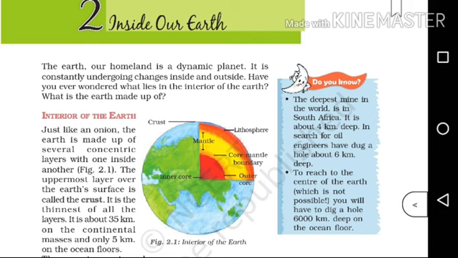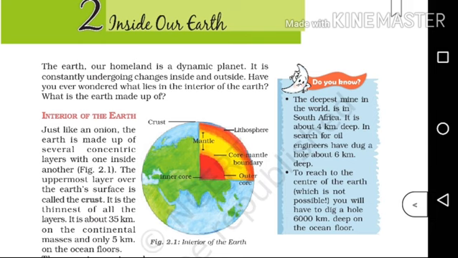So, our Earth is a dynamic planet and it undergoes many changes inside and outside. So, let's discuss more about Earth. Interior of the Earth. Just like an onion, the Earth is made up of several concentric layers with one inside another. The uppermost layer over the Earth's surface is called the crust. It is the thinnest of all the layers. It is about 35 km on the continental masses and only 5 km on the ocean floors.